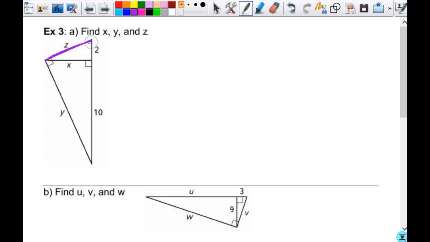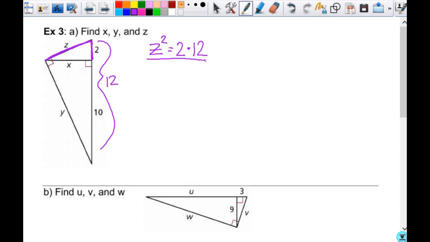This leg is z, right? It's a geometric mean. So z squared is equal to the piece of the hypotenuse that's attached to it, which is 2, times the entire hypotenuse, which is what? 12. Everybody with me so far? And then I stop. No, I'm not done, but I stop right here.